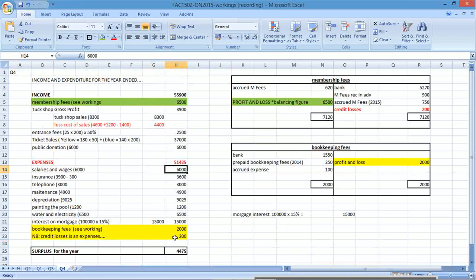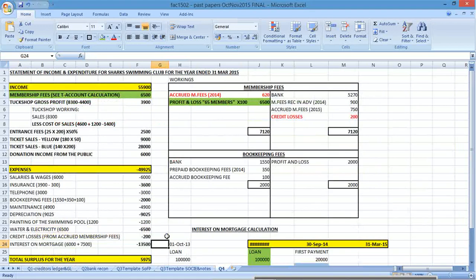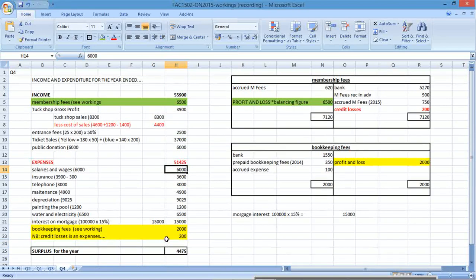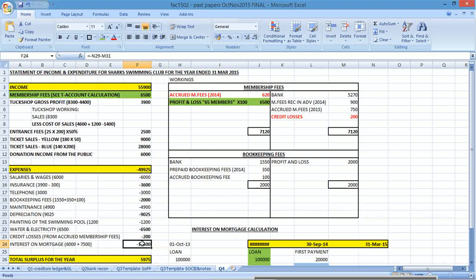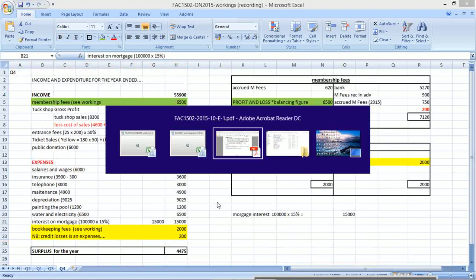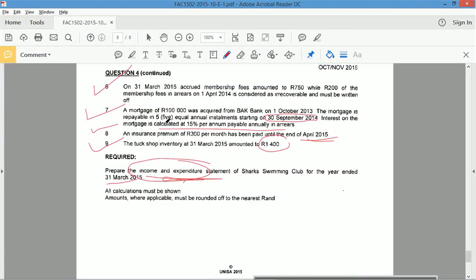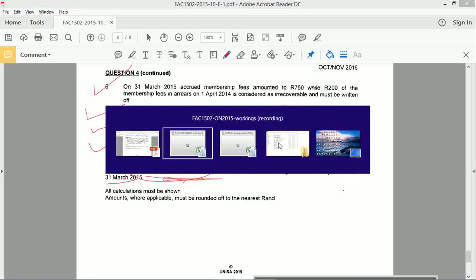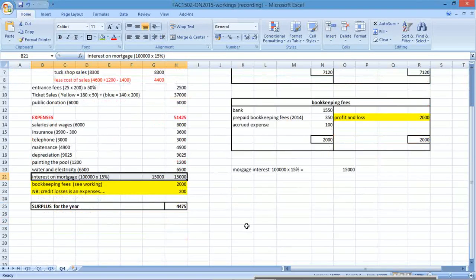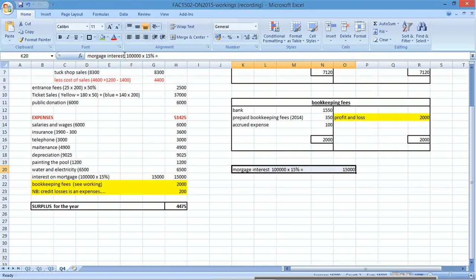Interest on mortgage. Where's my interest on mortgage? Oh, I've calculated the interest on mortgage incorrectly. I had 15,000 here. Let's go back and read the question. My interest on mortgage here is different. Why is it different? Let's go back and check. Okay, mortgage of 100,000 was acquired from B on 1st October 2013. Let's draw this. Okay, let's redo this mortgage interest calculation.